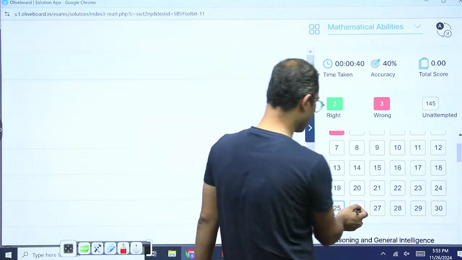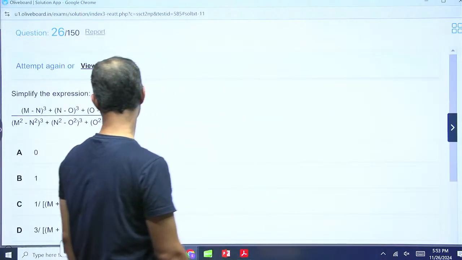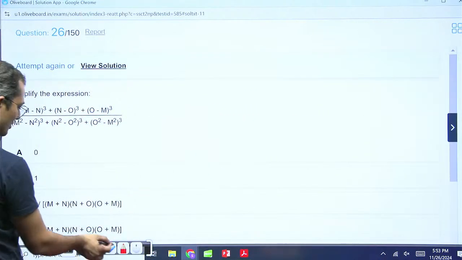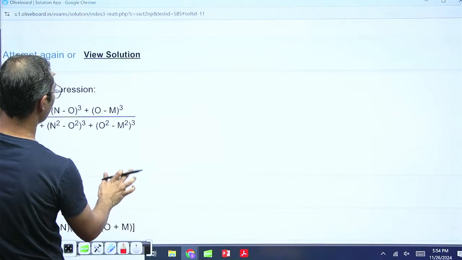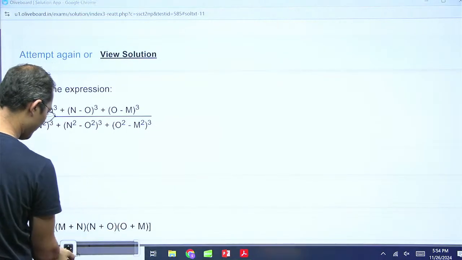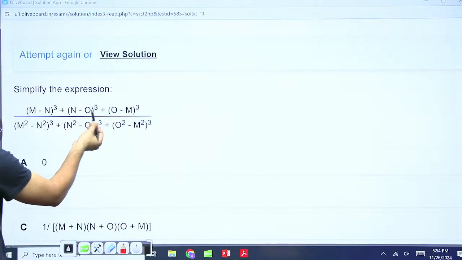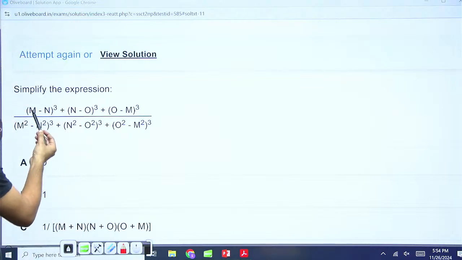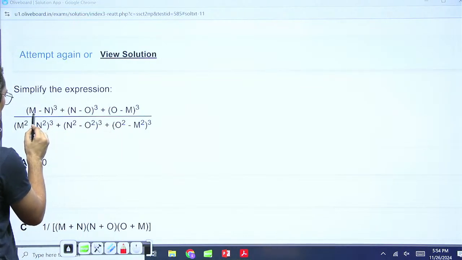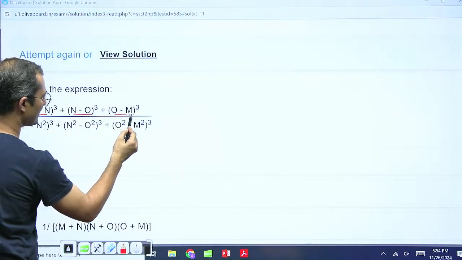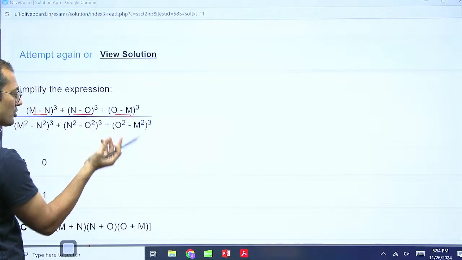So moving to next question. Tell me what is the answer of this question. See, this question completely depends on the formula, right? Which formula? a³ plus b³ plus c³, right? a³ plus b³ plus c³ is equal to 0. If this is A part, this is B part, this is C part, so A plus B plus C is going to be 0.